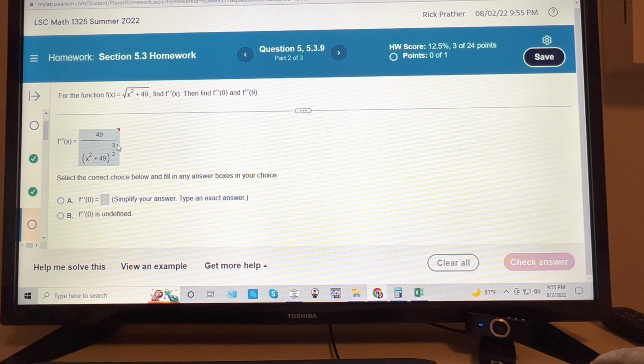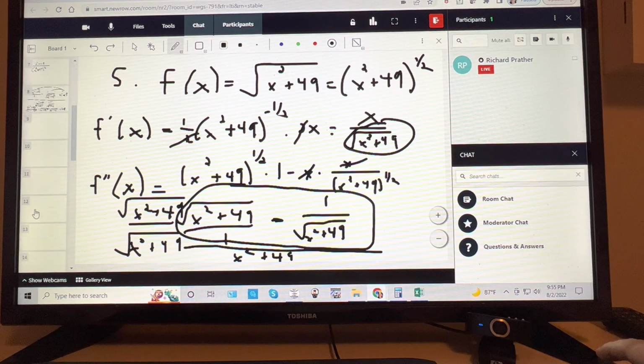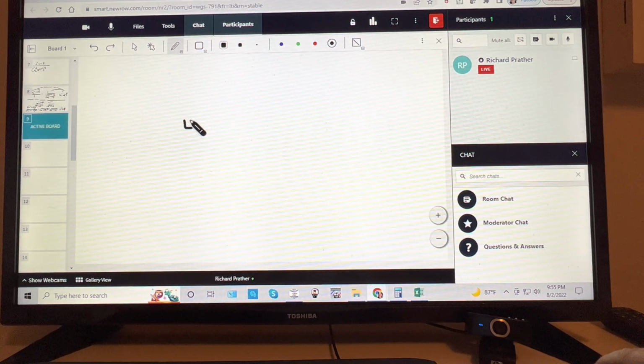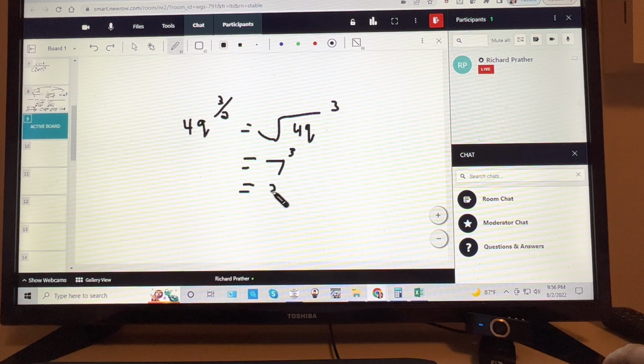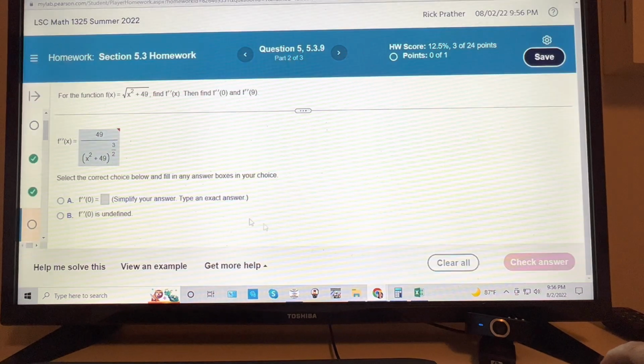If you're doing the 49 to the 3 halves, let me show you that, maybe you don't remember that from another class. 49 to the 3 halves is the square root of 49 cubed, which is 7 cubed, because you can do the square root of 49 first. That's 343 for the denominator part. And the top is 49.